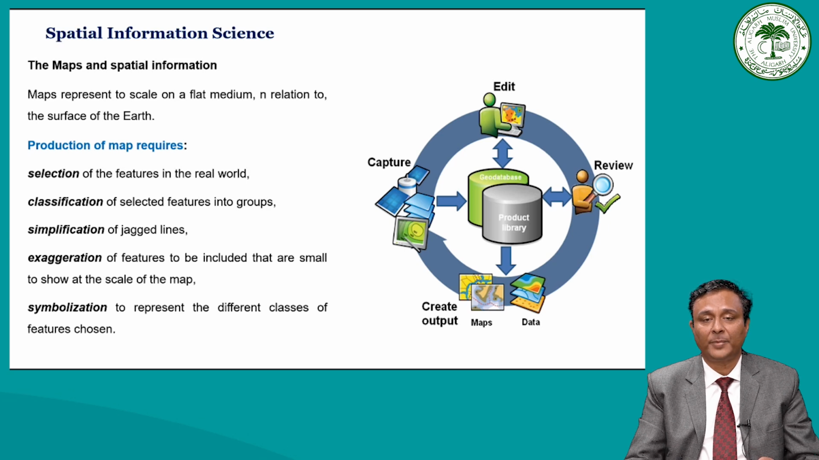For example, we can pick out some of the features of the ground reality, for example houses, the rail network, roadways, or even on the rail and road network, bridges, etc. These would be called classification into certain specific groups. Another can be simplification. A good example is the jagged lines like a coastline. They need to be simplified depending on the scale and the interest of the users to represent this spatial information. And on the contrary, there can be exaggeration also, exaggeration of features that are to be included which appear too small to show at the scale of the map.